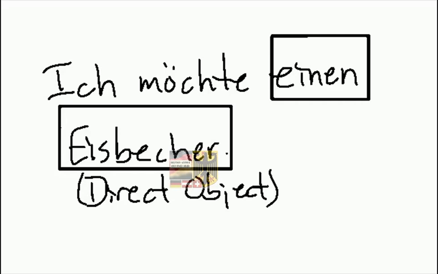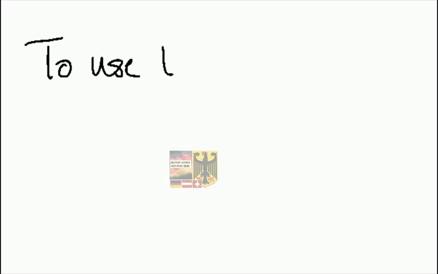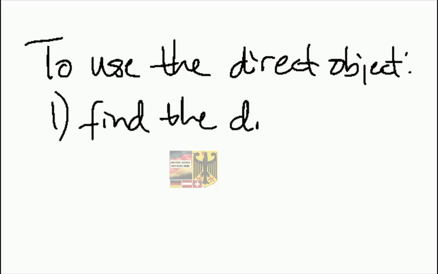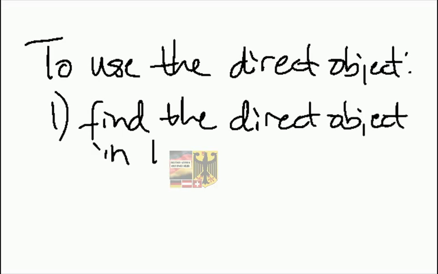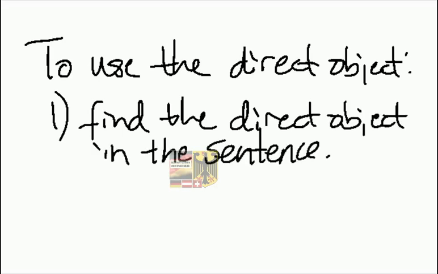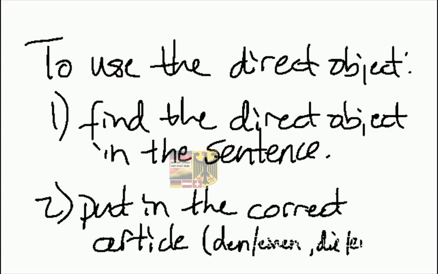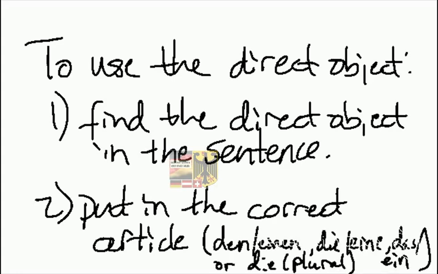So let's explain the rules on how to use this. To use the direct object, or the accusative case, there are two rules. The first rule is to find the direct object in the sentence, so we have to label what it is. And two, then we need to put in the correct article. The correct article here would be den or einen, die or eine, das or ein, or die if it's plural. So let's go ahead and do that together on a sentence.